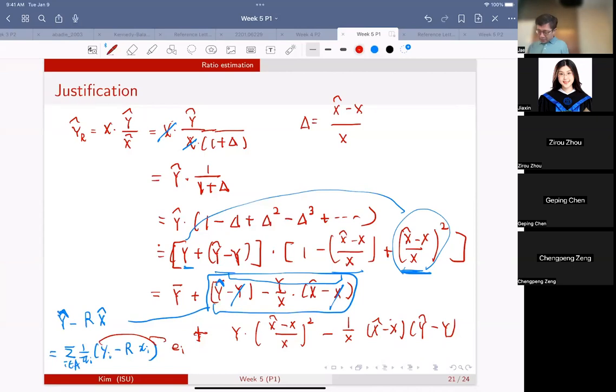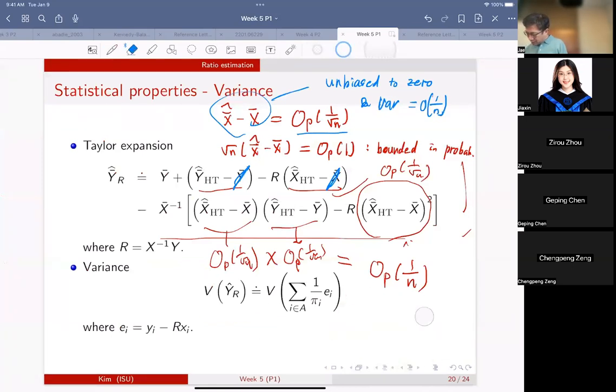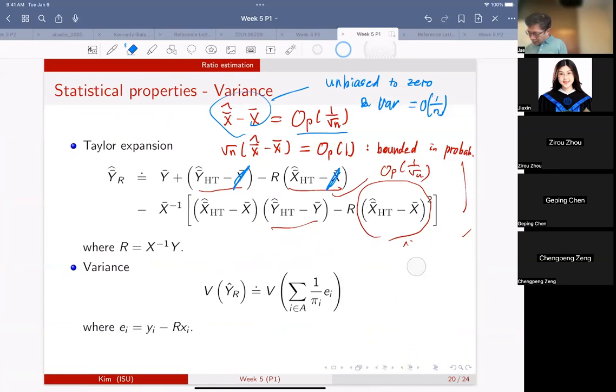So that basically justifies this result. The variance of the ratio estimator can be approximated by the variance of this Horvitz-Thompson estimator, where this ei is defined by yi minus r times xi.